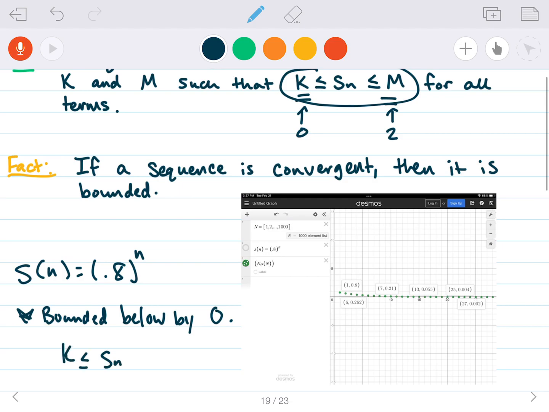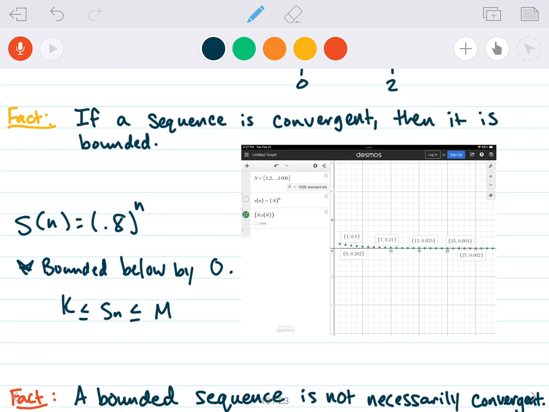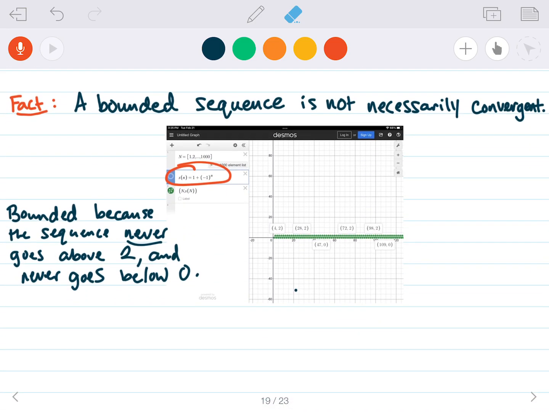let's write this out, just so you guys understand this. Here, our k is always going to be 0, right? It's going to be bounded below by 0. But the largest this thing is going to get is when n is equal to 1, which is 0.8. So that is what it's bounded above by. We can see the highest value is 0.8, and the lowest value is actually not going to include 0, but that is what it's bounded below by. So boundedness.